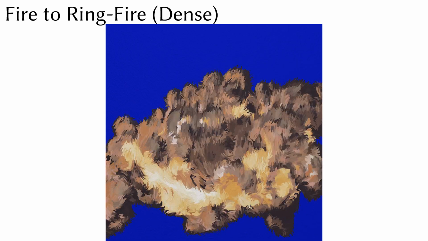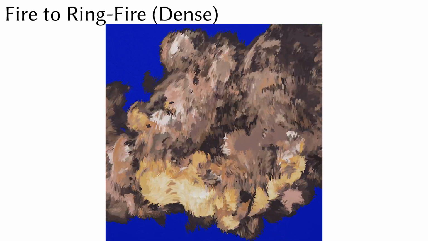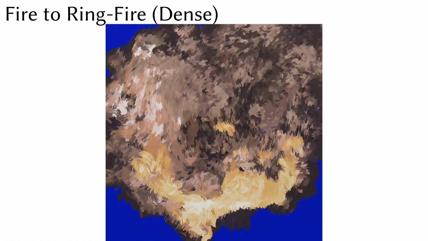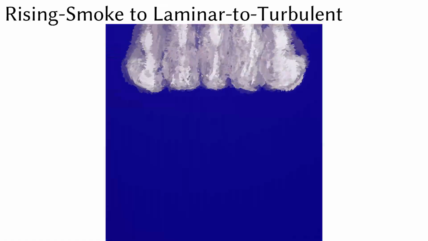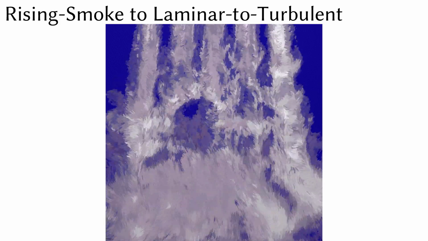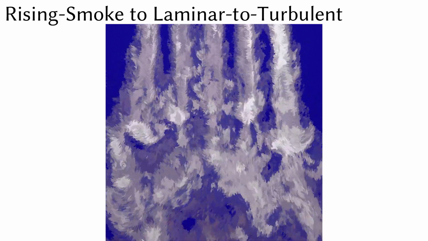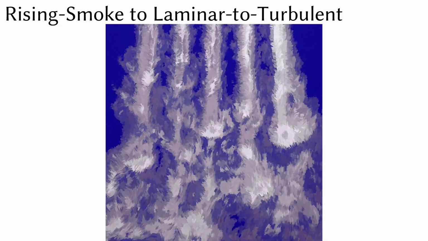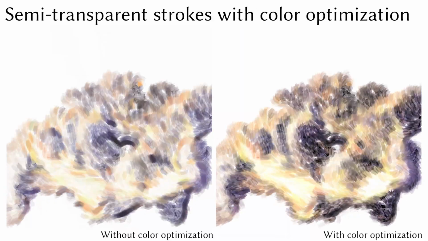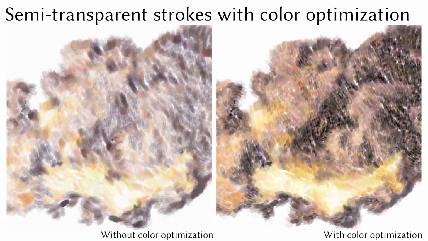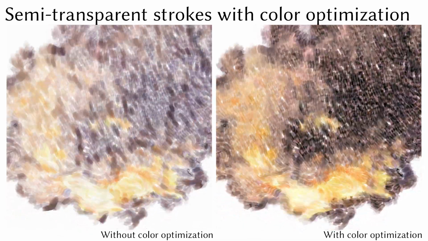We also demonstrate cross-scene style transfer, where learned stroke behaviors from one scene are applied to another. For example, transferring the style from the fire example to the ring fire scene, or from rising smoke to laminar to turbulent, yields coherent and visually consistent results. For transparent styles with Kubelka-Munk-based color blending, we apply a post-processing step that adjusts stroke colors to better align with the intended color attributes. Lastly, we briefly highlight some of our additional studies.